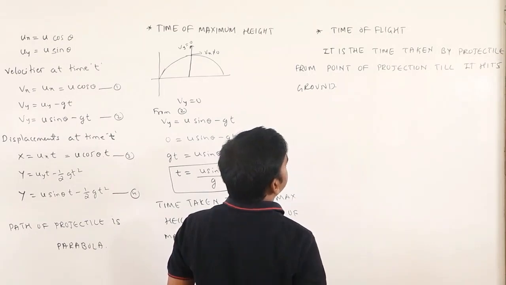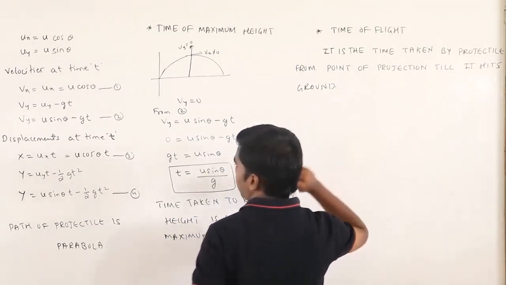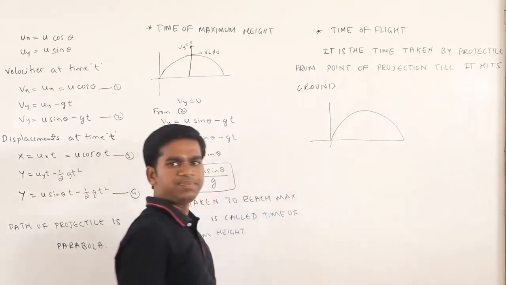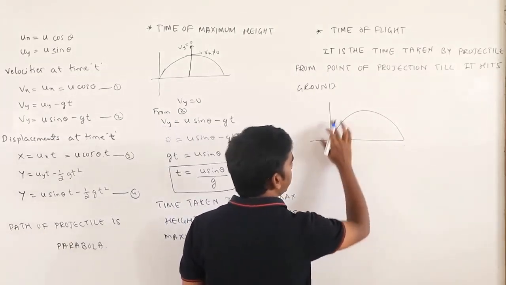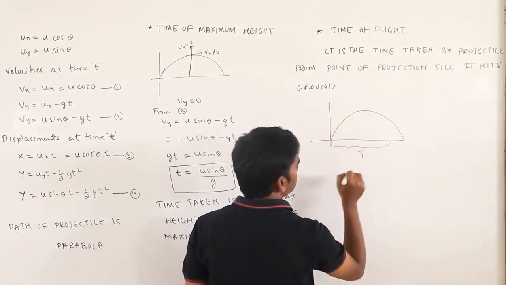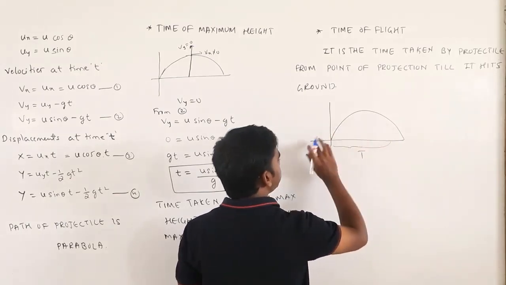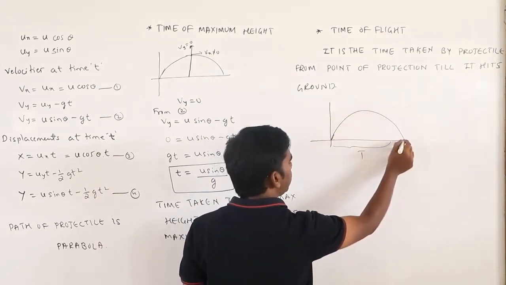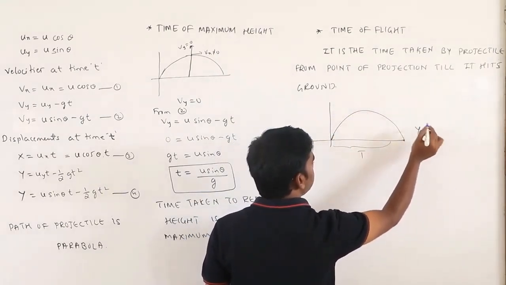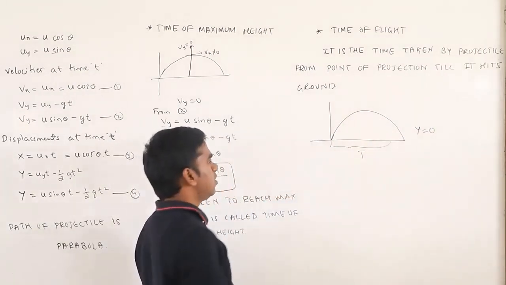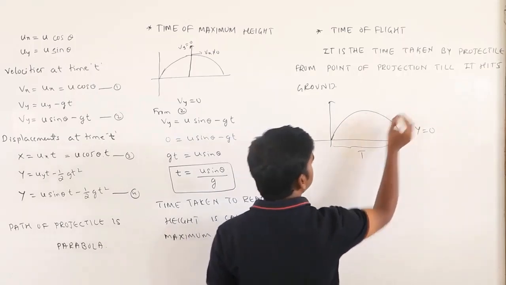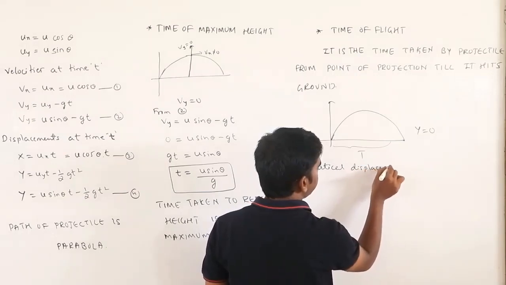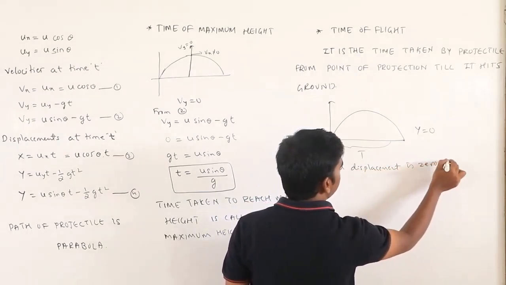Then how can you find this? For the time of flight, what will happen? The projectile will go up here, then it will come back. This is the total time taken. If you look at the displacement along the y-axis, it started from here and it is coming back here only. So displacement along y is 0. Vertical displacement is 0.